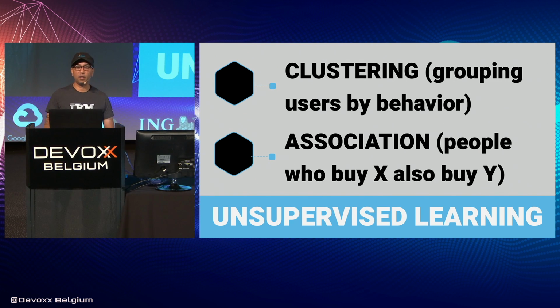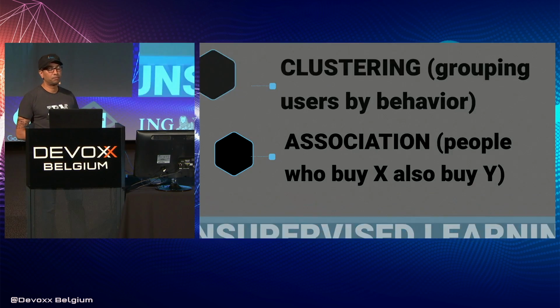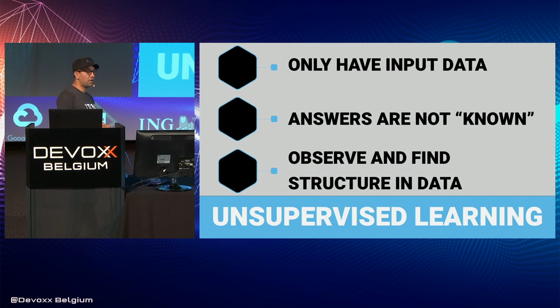Right? And again, the two broad categories that we use, or the two basic types of machine learning systems we build with unsupervised learning, is clustering and association. And again, we only have input data. The answers are not necessarily known. And the general premise is that the unsupervised machine learning system observes and finds structure in data for us so that we don't have to do it in our own brain, right? So this is the general idea around this.